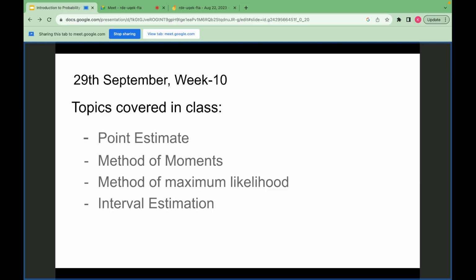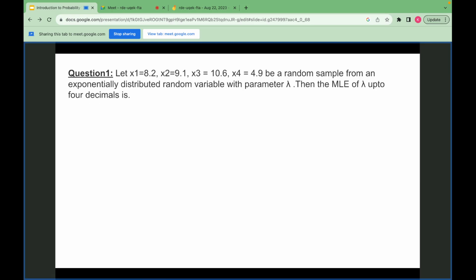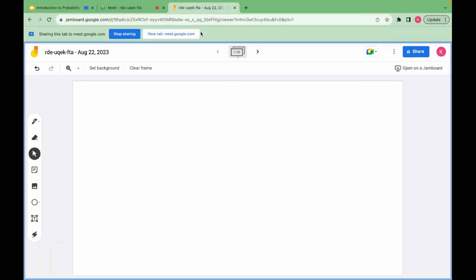It is related to the interval estimation, so we will look at certain questions which are based on hypothesis testing. Before that I will introduce what hypothesis testing is. So we will cover these things in this session. First I will go through the formulas which were taught in the class.